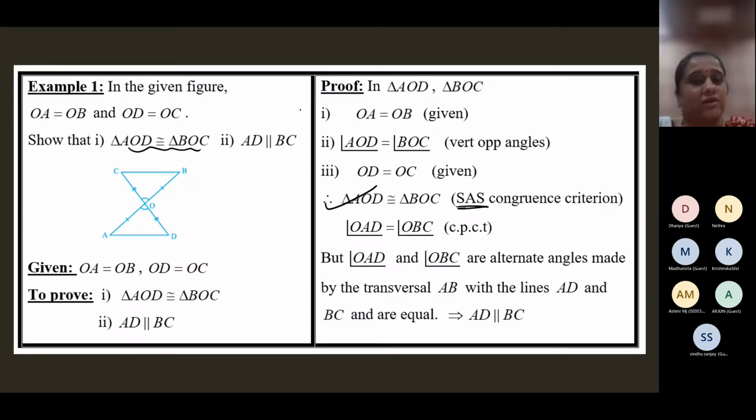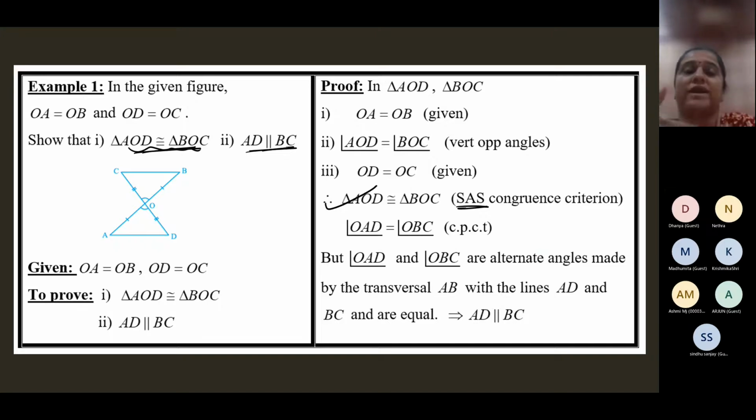Now we're done with this. This is over. Next what? We'll have to show that AD is parallel to BC. How do you show that two lines are parallel to each other? If a pair of corresponding angles are equal, or if a pair of alternate angles are equal, or if a pair of co-interior angles are supplementary, then the lines are parallel.